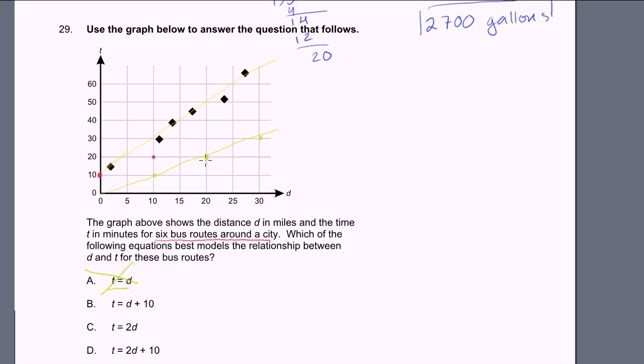D plus 10, 20. When d is 20, t will be 30. So it's going to look like this. Well, it's an improvement, but it still doesn't look that great to me. So let's just say it's probably not that.